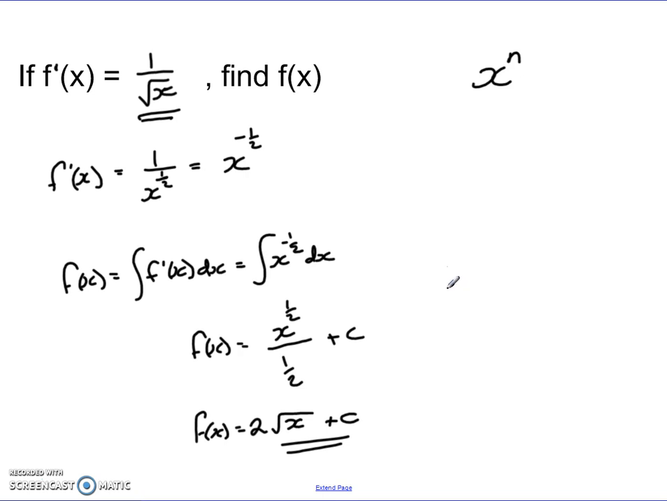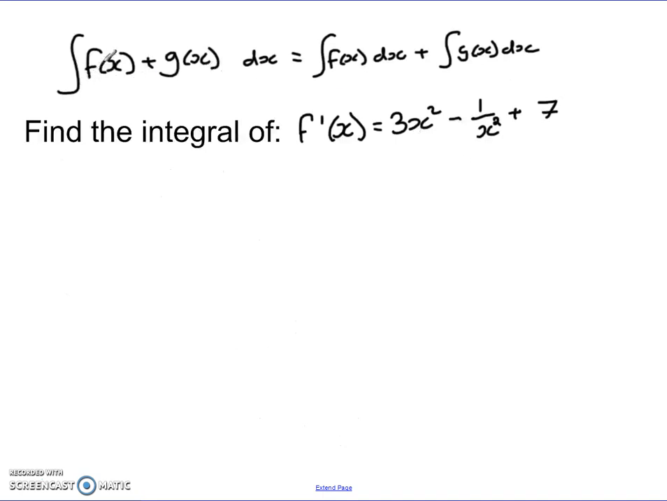Now, if we've got more than one term, it's still actually fairly straightforward. The only thing we have to remember is the same thing we remembered when we were calculating the derivative, which is to do each term on its own, one at a time. So for example, if I had the integral of f of x plus g of x dx, I would split it and do the integral of f of x dx, the first term, plus the integral of g of x dx, the second term. And if I had more, I'd just add on even more.